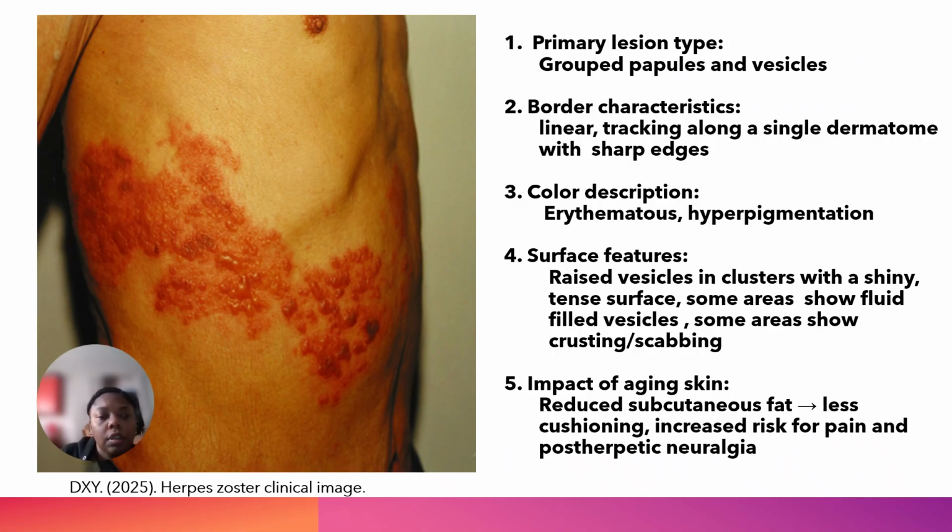This picture is an example of shingles on medium colored skin. You can see the papules are grouped together. It's still following a single linear pattern, or dermatome. It's papules and vesicles. It's erythematous and hyperpigmented, and some areas of the skin are darker than others. You can see the fluid-filled blisters a little better on this picture. Some areas show crusting and scabbing, like this little dark spot down here.